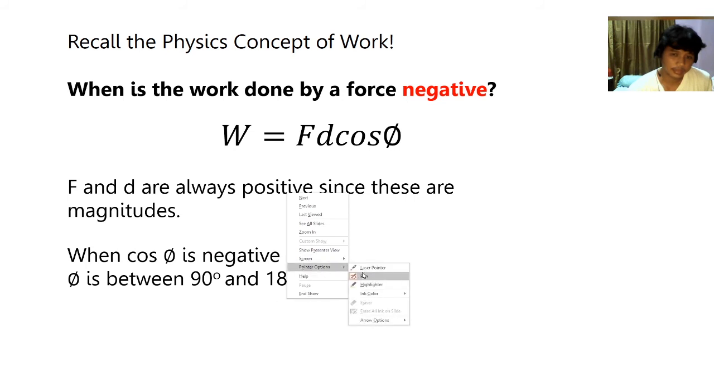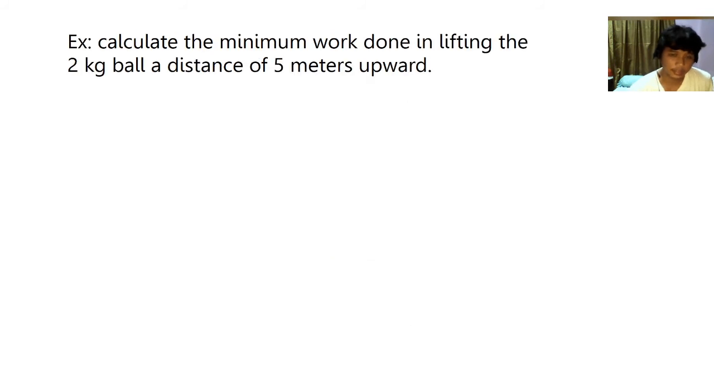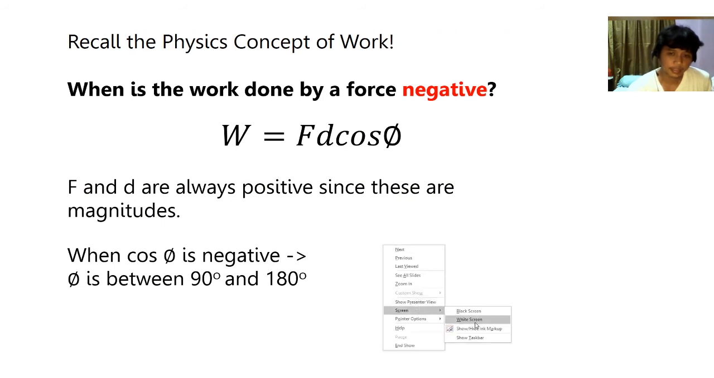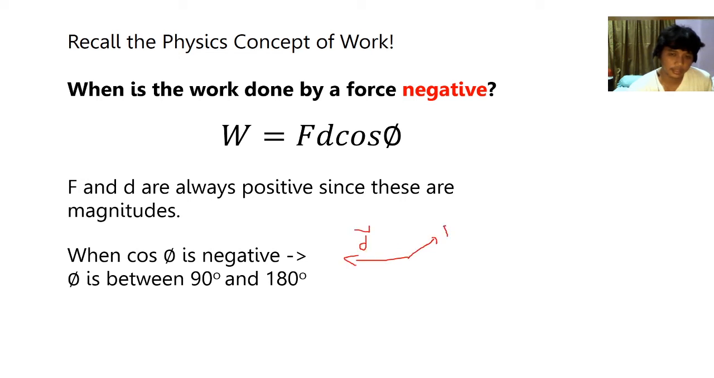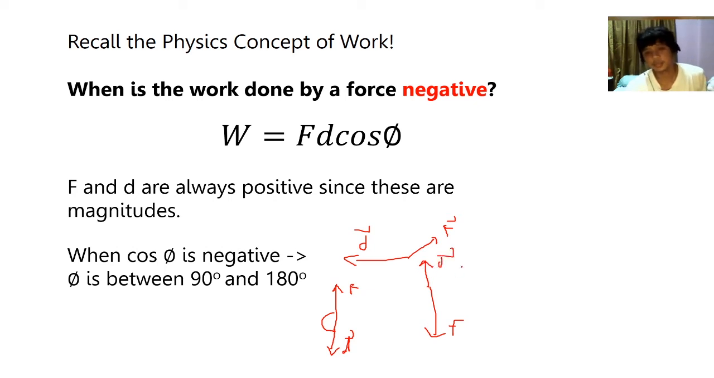So if I draw that, maybe the object you're pushing is to the left, but your force is to the right. Or the force is upward, but the displacement is downward. The short angle for that is 180, and so that is negative work. Or the force is downward like gravity, but the displacement is upward. Those are examples of negative work.